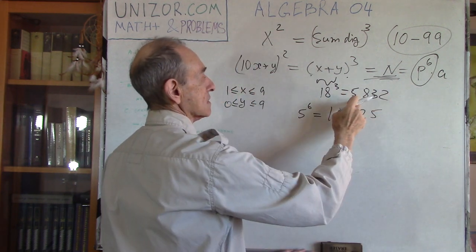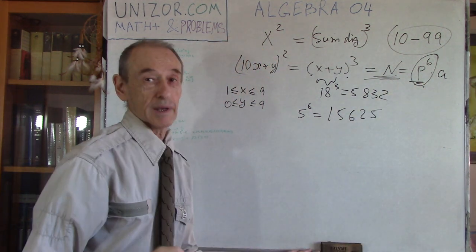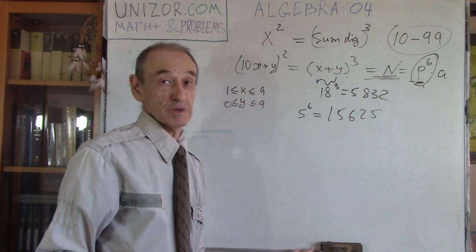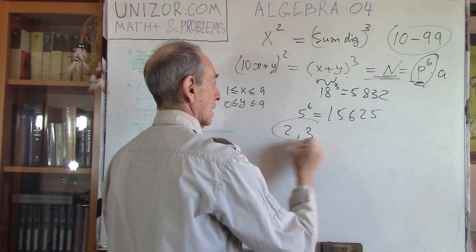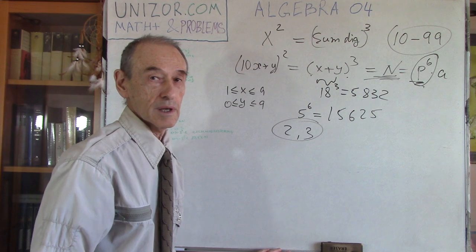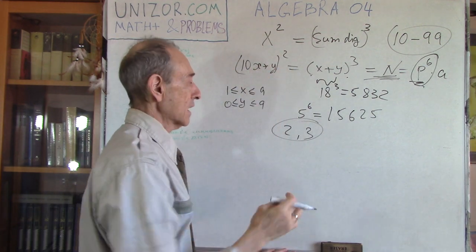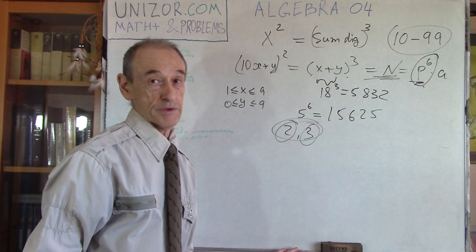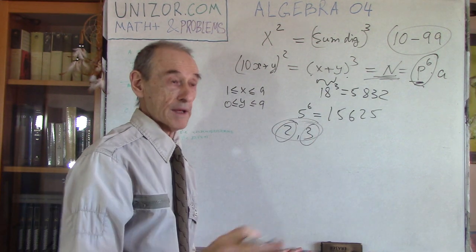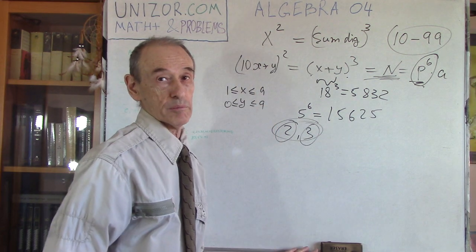Well, just as an example, 5 to the power of 6 is equal to 15,625. It's greater than this one, which means this prime number cannot be 5. It should be less than that. Less than that is only 2 or 3. So we have to look for our number only among those which are multiples of 2 or 3. There are no other prime numbers in a representation of our number.